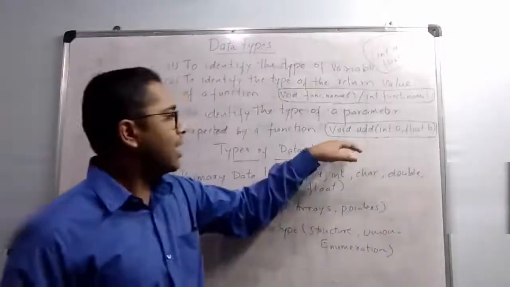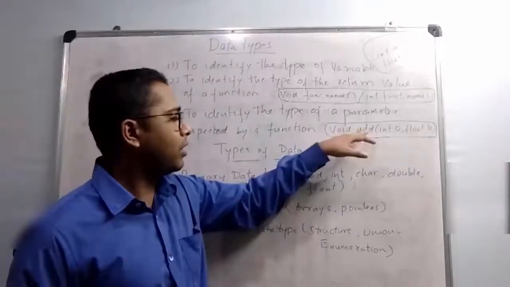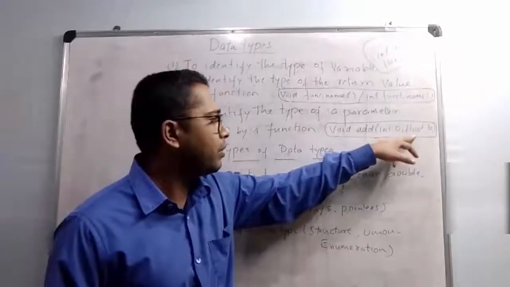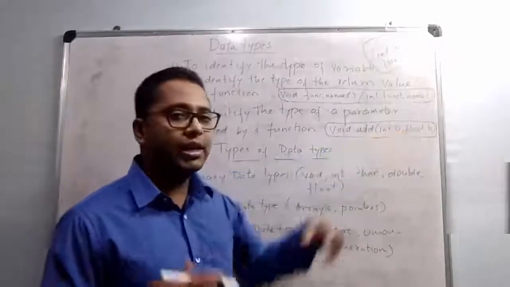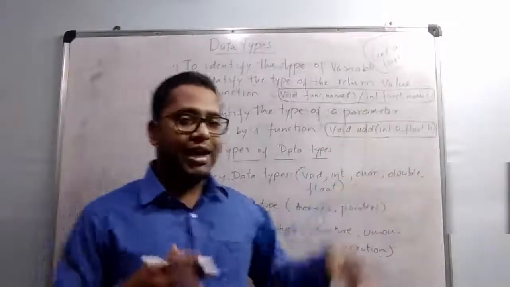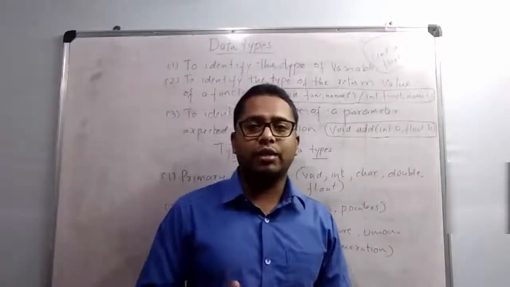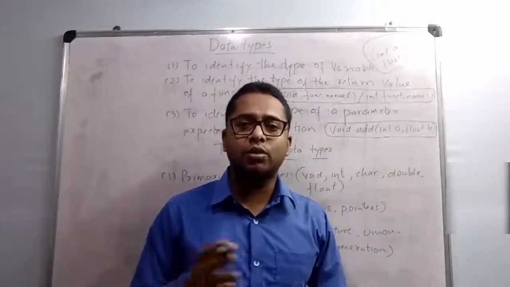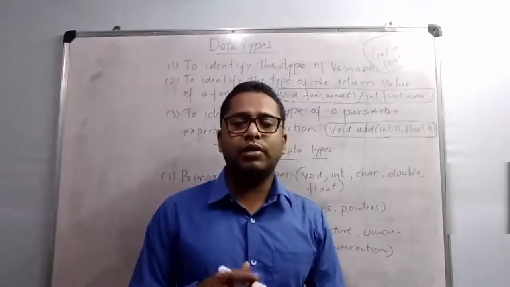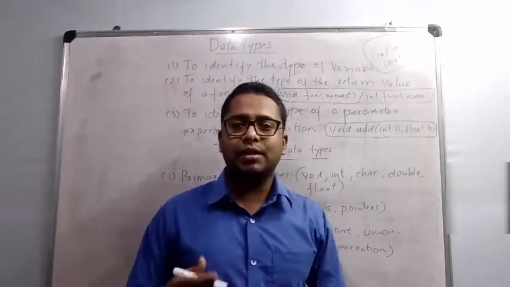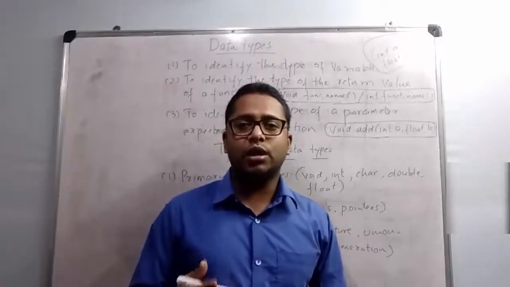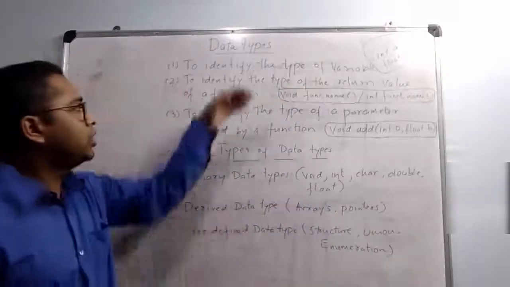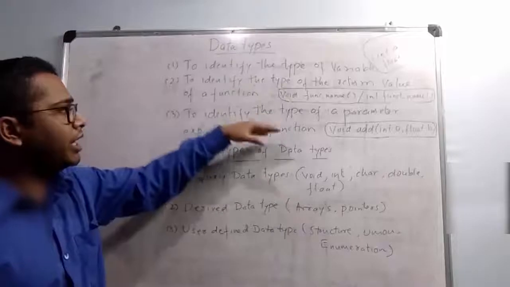Here you can see I have a function with return type void, named add, and this add function is taking two parameters: one is integer a and the second one is float b. This integer and float represent the type of the data that the add function is going to take. So these data types help the users to identify the type of the parameter of the function. In these cases, we use data types to identify these many things.